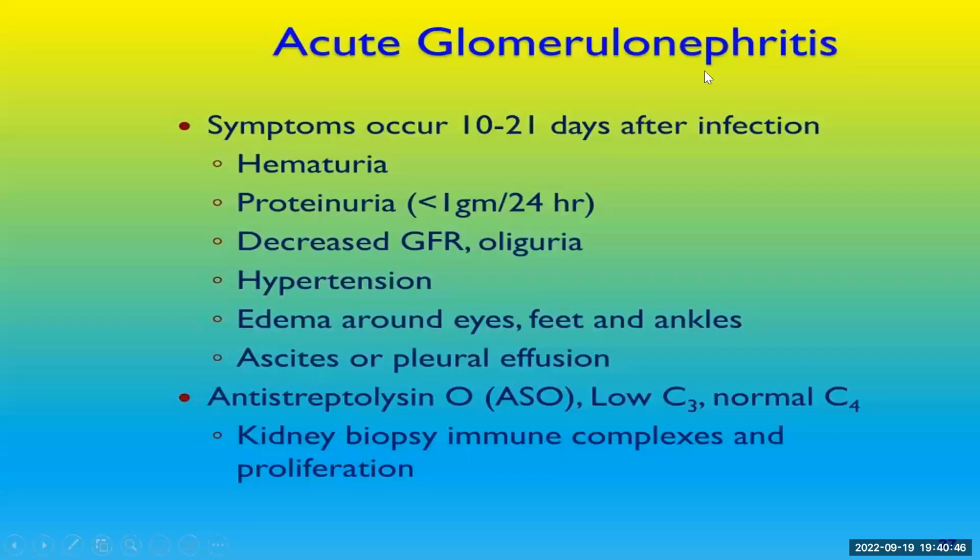What are the symptoms of acute glomerulonephritis? See, the symptoms may start to occur within 10 to 21 days after infection. So hematuria, all the symptoms which are affecting the renal system, the genitourinary system: oliguria, polyuria, hematuria, decreased GFR, hypertension, edema because of fluid retention, ascites in the peritoneal cavity, and fluid retention in the lung, which is known as pleural effusion.